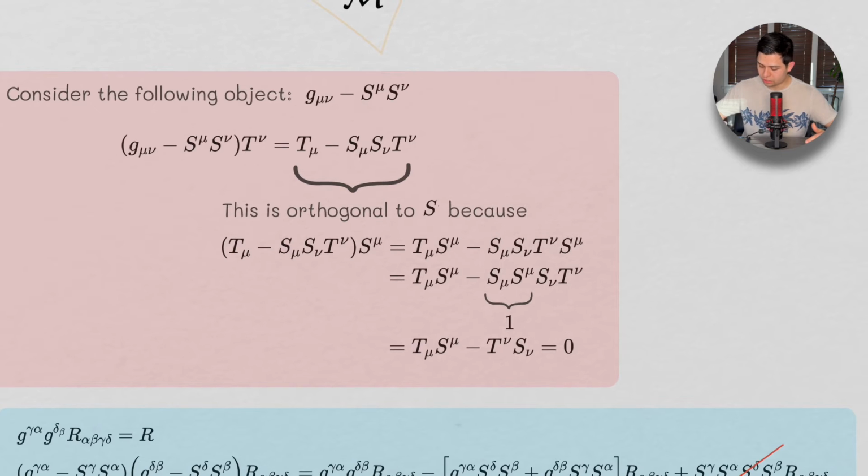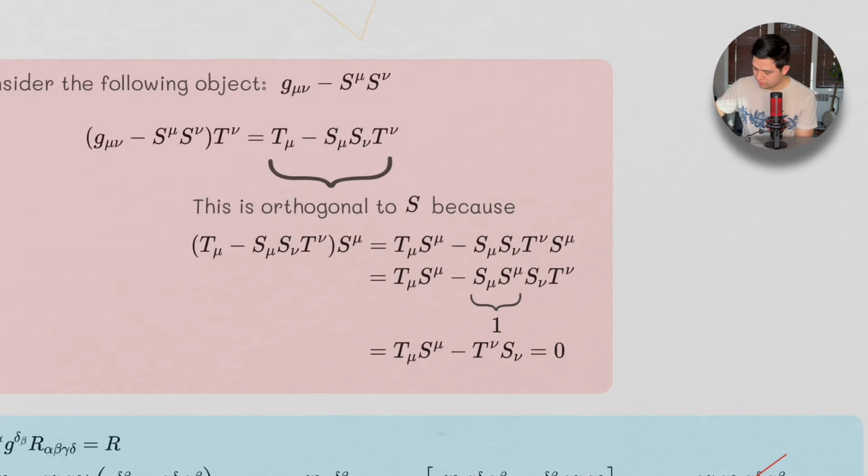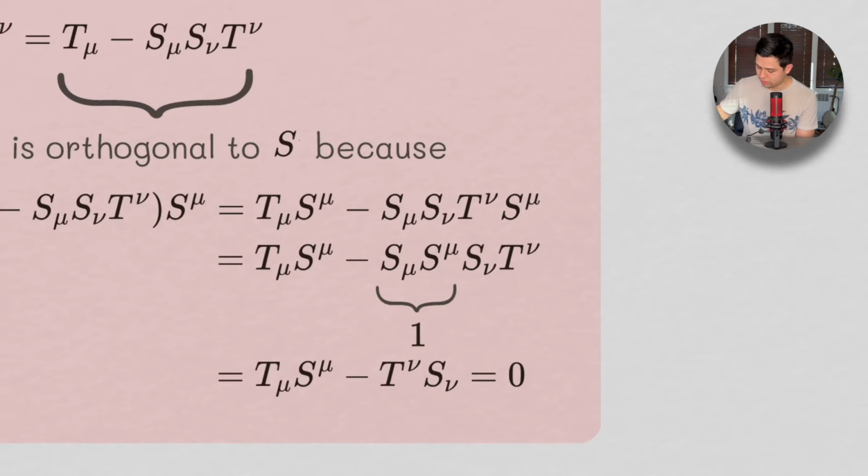This is orthogonal to S, because if we apply this object now to S, we get this, okay? So here's that object, it's right here, we're applying it to S, we get this. Now, if we can zoom in a little bit more here, let's take a look at this now. So this is going to stay the same.